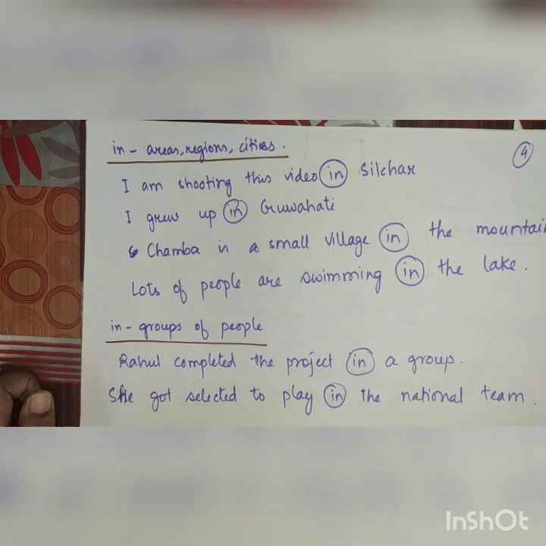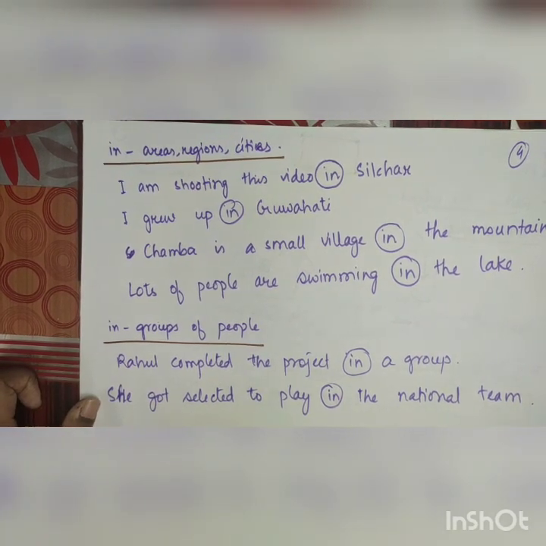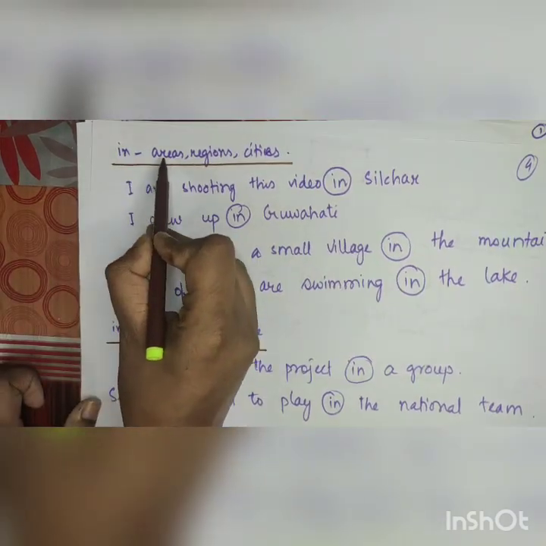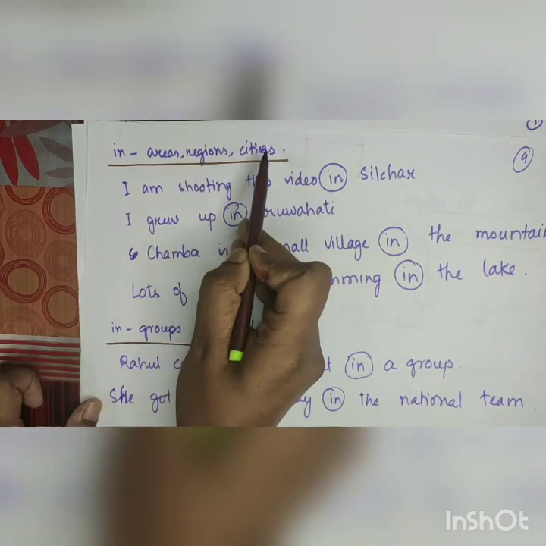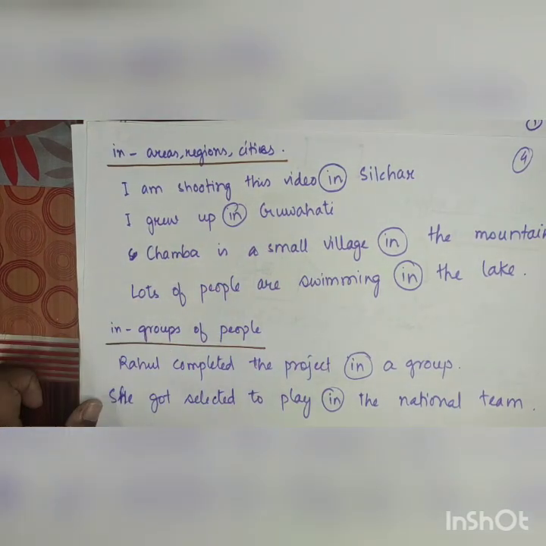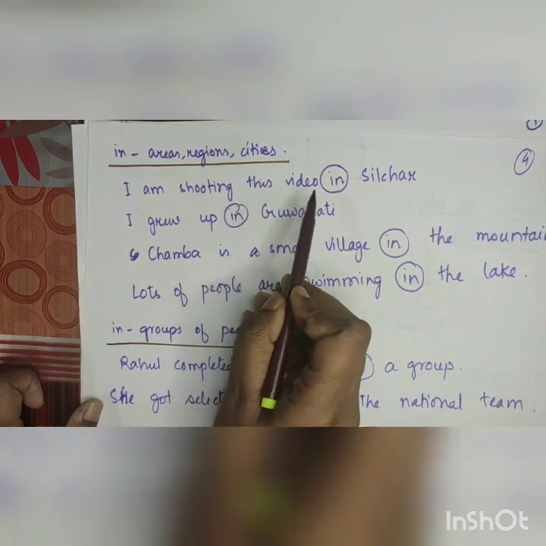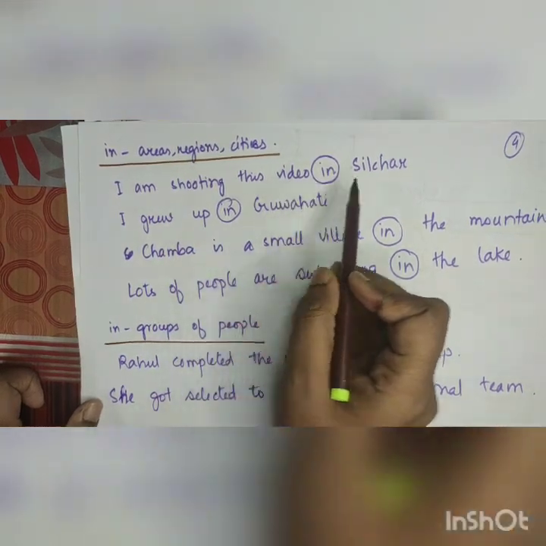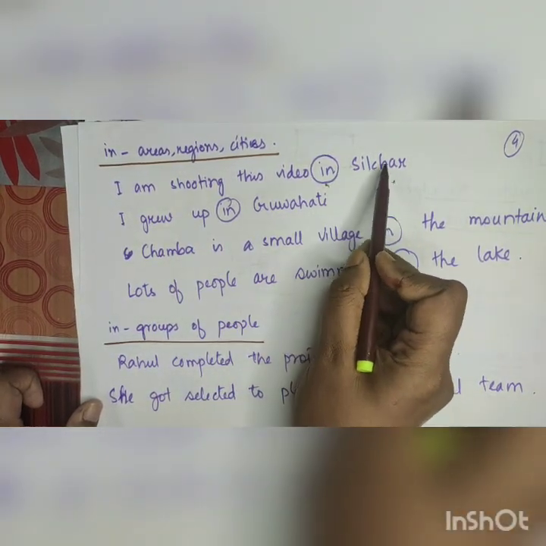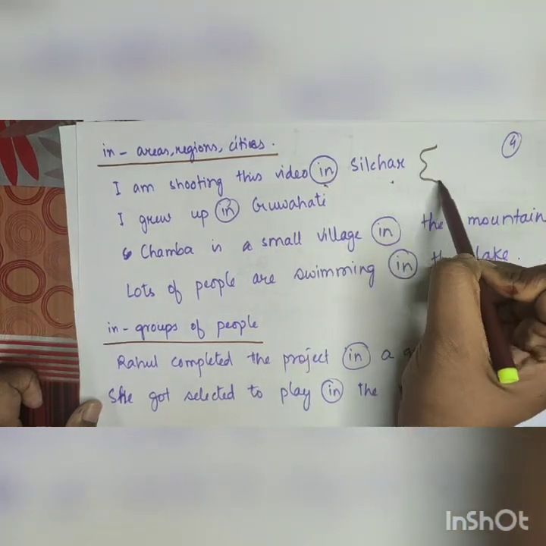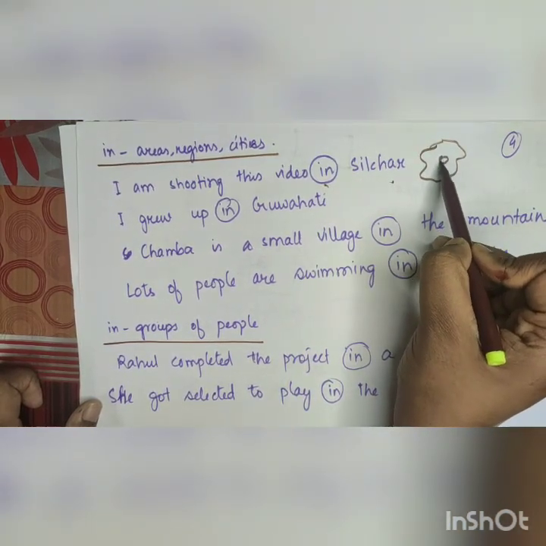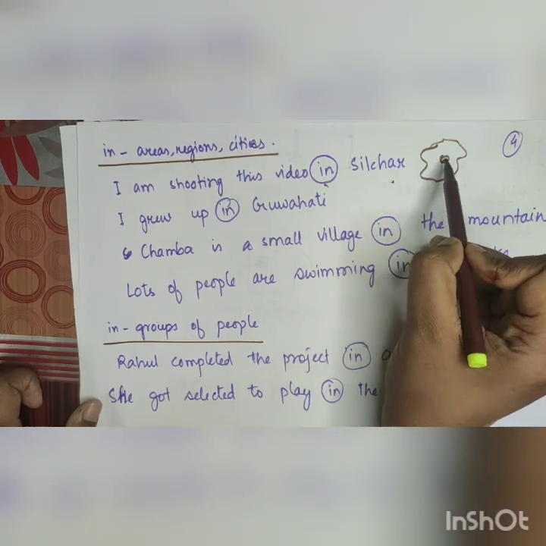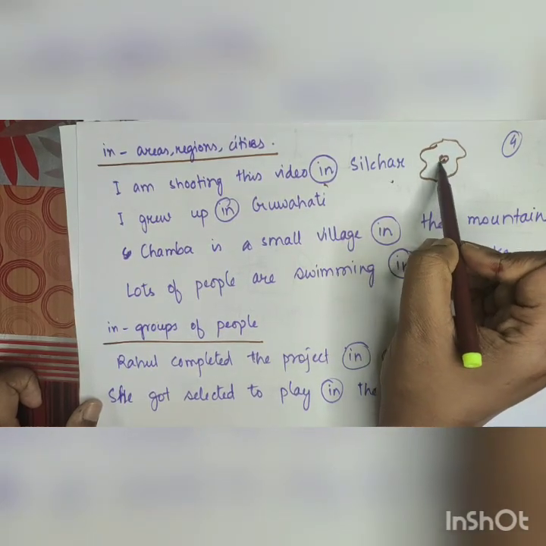Now we also use the preposition in to depict areas, regions or cities. Like I am shooting this video, or I am recording this video, in Silchar. I'm within the region of Silchar, right? And this is my house somewhere here and I am sitting back here and recording this video.